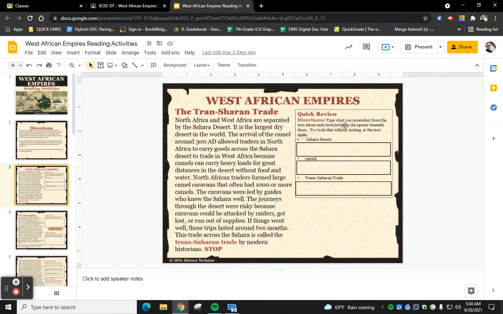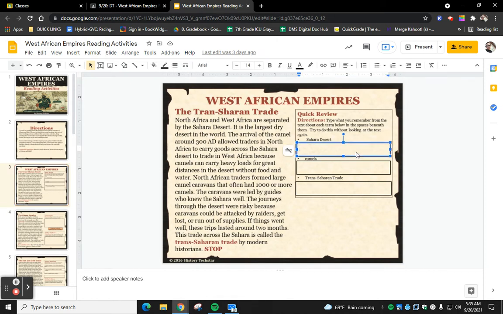All right, and then our quick review is to type what you remember from the text about each term below in the spaces beneath them. It says to try and do this without looking at the text again, but that's not a big deal. And like usual, you will just double click in the box and you are good to go.